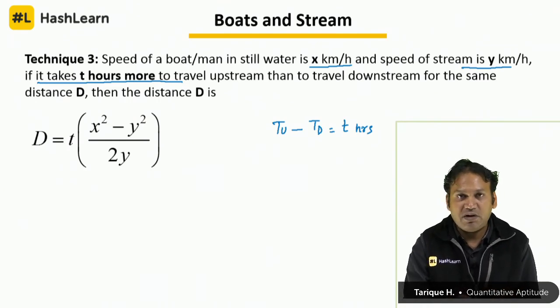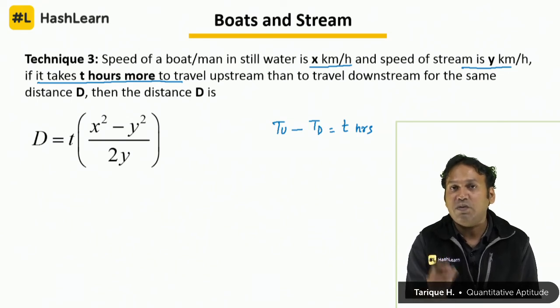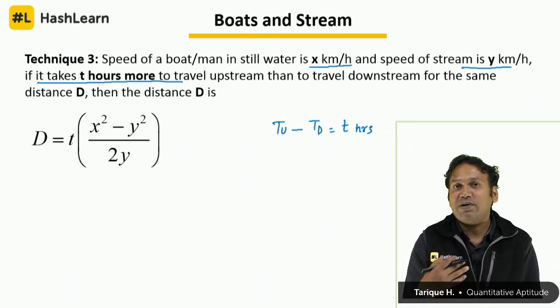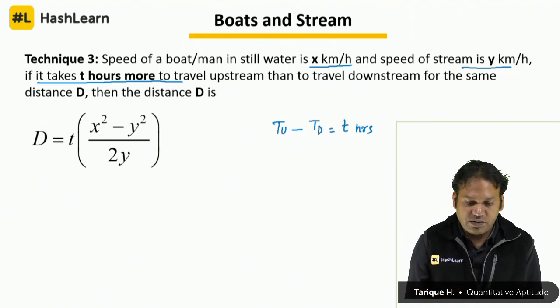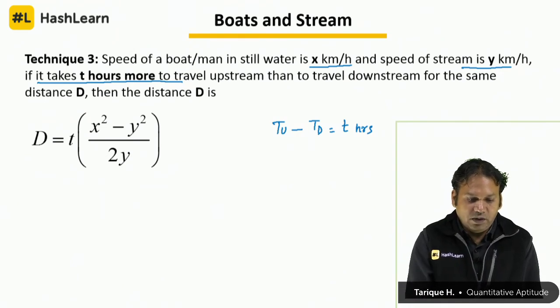So time upstream is not given, time downstream is not given, but the difference, how much more, is given, because you should know that always it takes more time to go upstream, less time to go downstream. So how much more does it take to go upstream? That is given to you as t. Then distance d will be equal to how much?